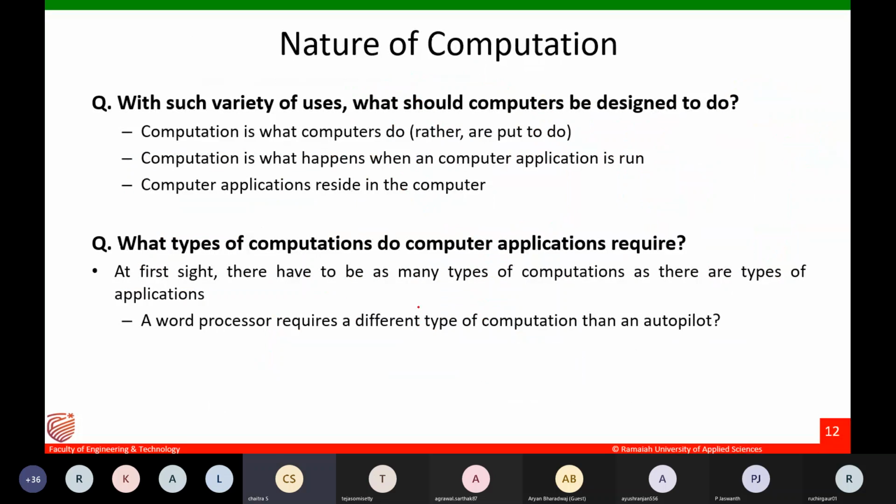Next comes the nature of computation. As I told you, computation is nothing but calculations. It can be a combination of numbers and alphabets, or only numbers, or only alphabets. So there is a question here: with such variety of uses, what should computers be designed to do? It can be only numbers, alphabets, or both. So how should our machine be designed? Is it with only zeros and ones, or with alphabets also?